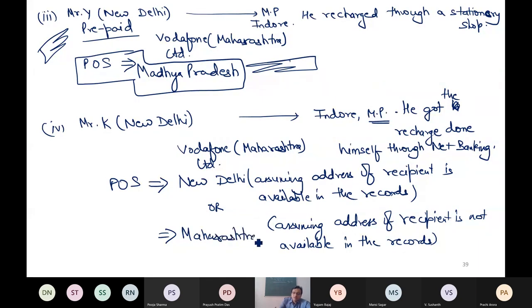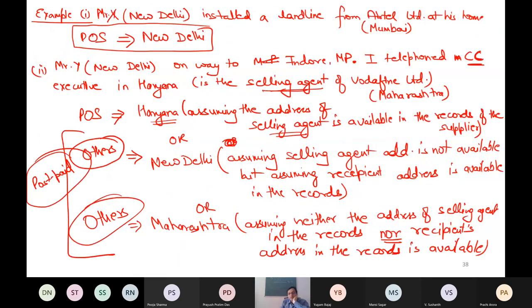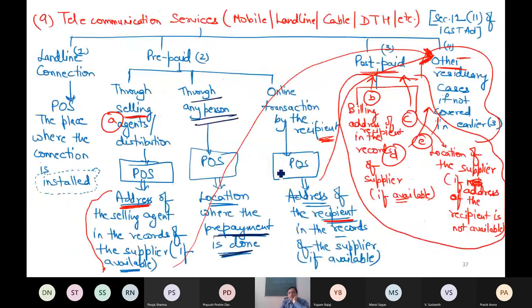This is what you should learn. Because when it is an online transaction, the answer is the address of the recipient, if available. If not available, again I will check the residuary case. And what is the residuary case? If the billing address were available, I would have directly got the answer at this point. So I have only one option available: the location of the supplier, if the address is not available.